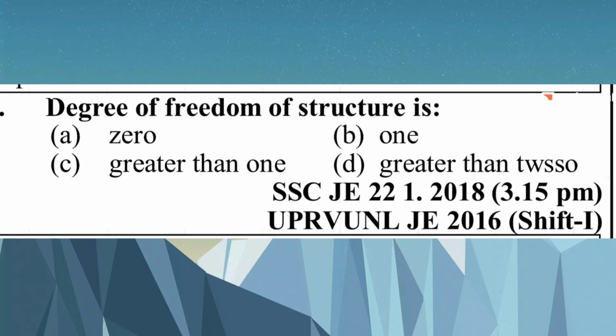Question number 41. Degree of freedom of structure is A. 0, B. 1, C. greater than 0, D. greater than 2. A. 0.